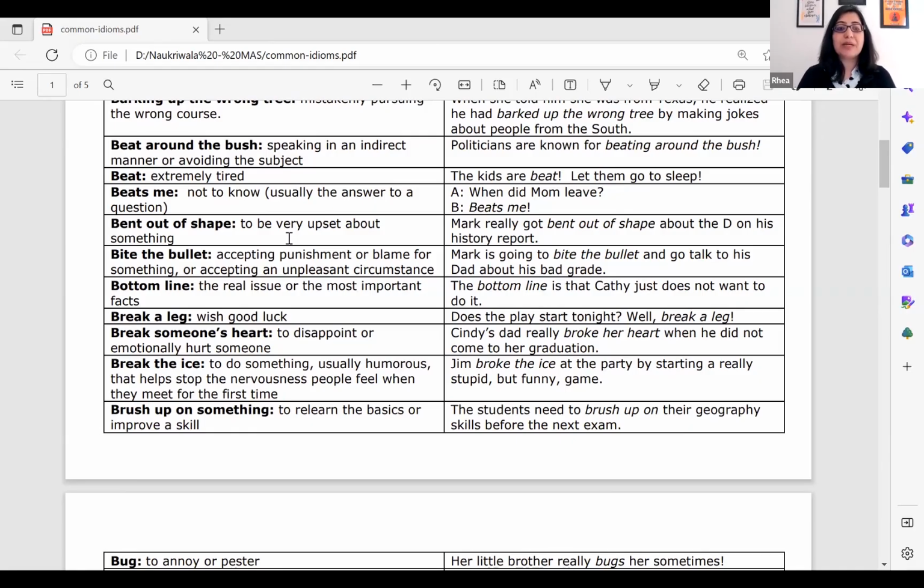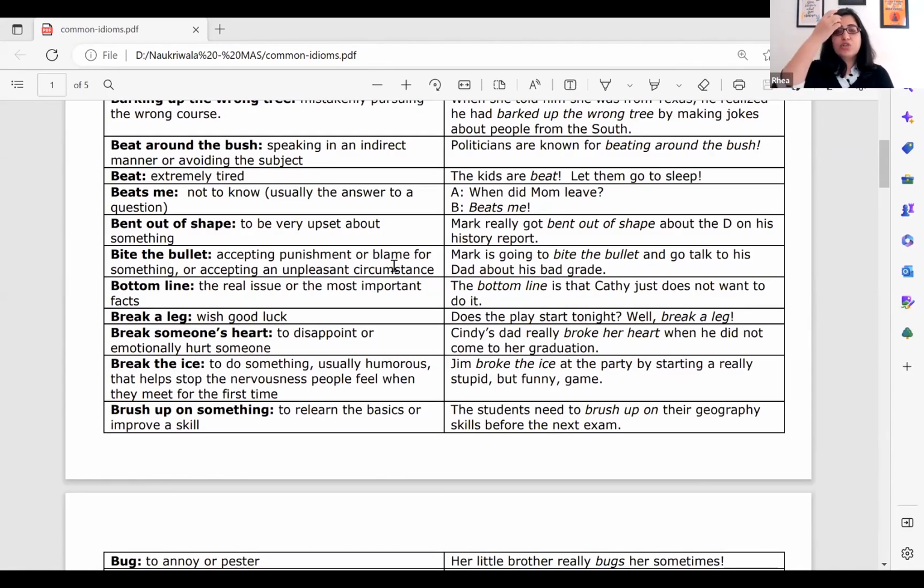Bent out of shape means to become upset about something. So Mark really got bent out of shape about the D on his history report. Okay, so he felt upset. He was kind of disappointed that he got D. So he was bent out of shape when he realized he's not scored well in his history paper.